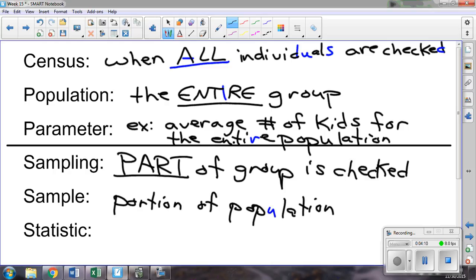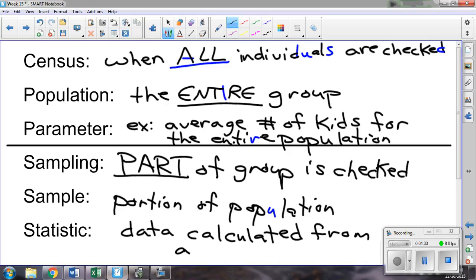And a statistic, please note how important this is, because the class is called probability and statistics. Well, this is what statistics are all about. A statistic is data that's calculated from a sample. A parameter is data that's calculated from the population.